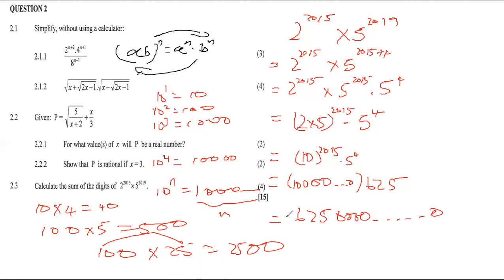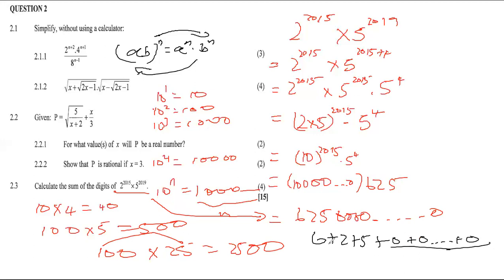So what is this? This is the product. In other words, this thing here is going to multiply to something of this nature, 625 and a number of zeros. But I don't really care about how many zeros it is because I need the sum of the digits. So the sum is just going to be 6 plus 2 plus 5 plus the many zeros, and we know zeros do not really make a difference. So this is going to be 13. And that's really the final answer for this, the sum of the digits.